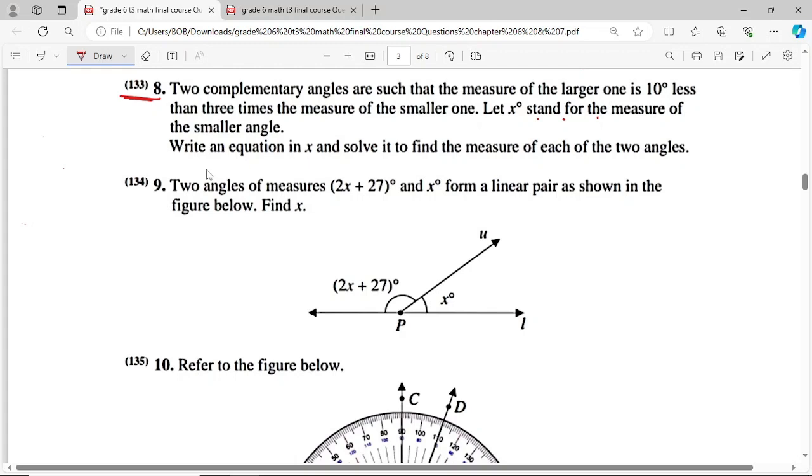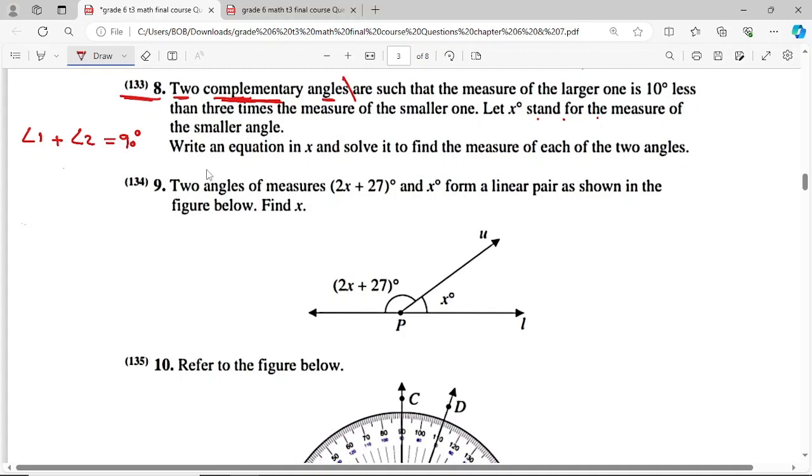Here it's saying two complementary angles. That means I will assume that I have two angles, angle 1 plus angle 2, and these two angles are complementary angles. That means if we add these angles together, it would be 90 degrees. So this is the first point.